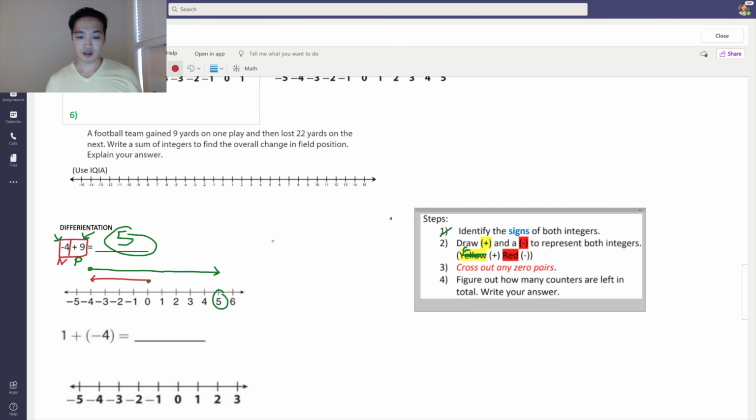I'm gonna draw 4 negative counters. Okay, 1, 2, 3, 4. And then I'm going to draw the green because the second integer here I need to represent are the positive integers, right? So 1, 2, 3, 4, 5, 6, 7, let's put here 8, 9. Okay, now what I'm going to do is, so let me put the positives here.